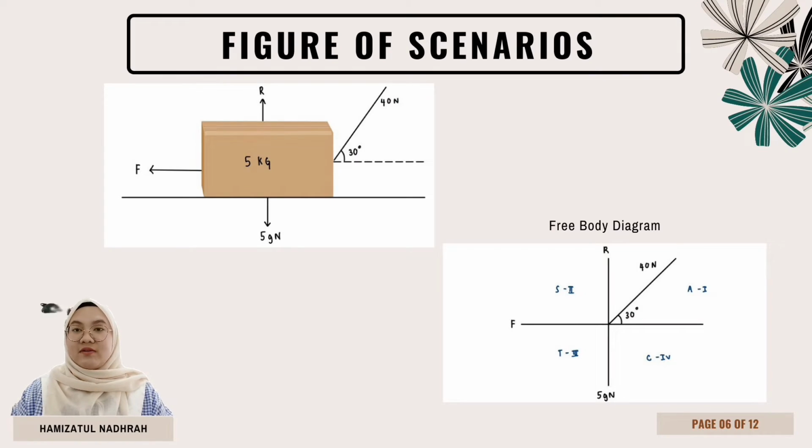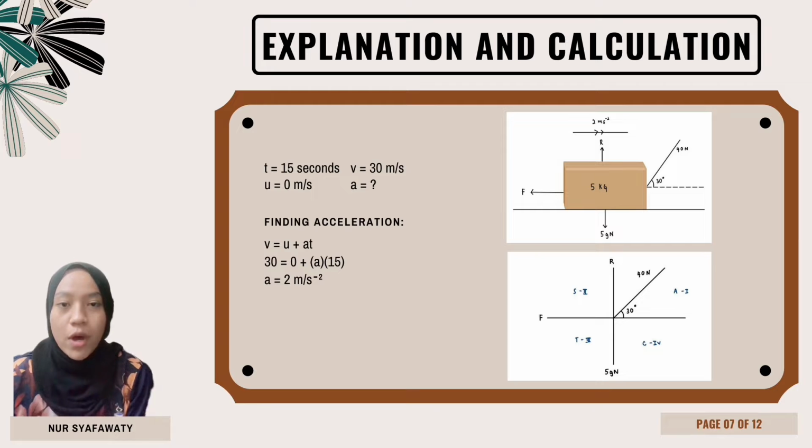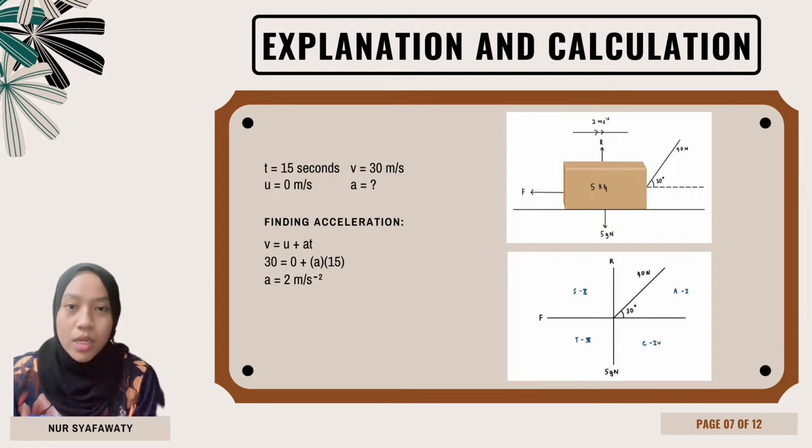Here is the figure of the scenario and this is the free body diagram. Now I will explain how to find the coefficient of friction between the box and the grass. But before that, we need to find the acceleration because we need it to substitute into F equals ma. In this video, the initial velocity is 0 and the final velocity is 30 meters per second, and from that video, we know that the time taken is 50 seconds.